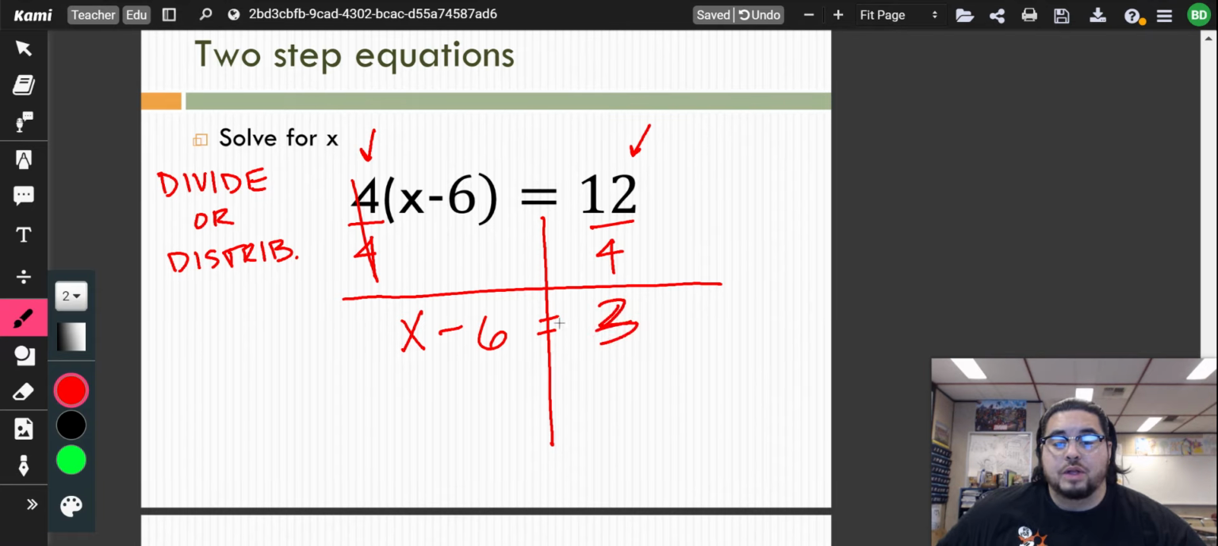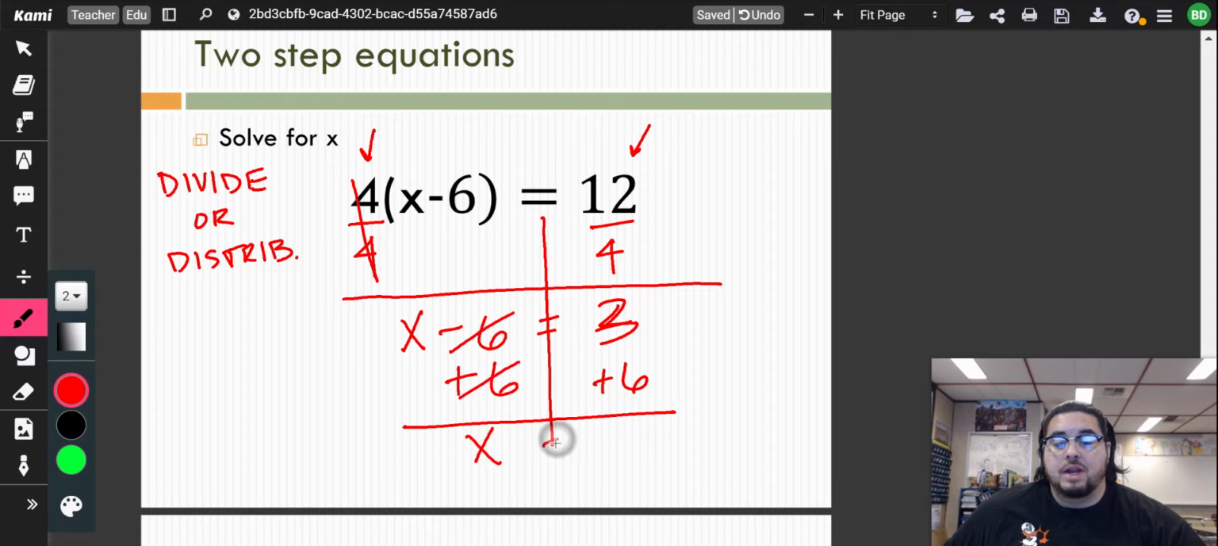That's a weird looking 3, but that's okay. And then I have to get rid of the minus 6. That's my last step. So to get rid of subtracting 6, I'm going to add 6. The negative 6 and the 6 cancel out. x is by itself. That's what I wanted. And 3 plus 6 is going to give me 9.